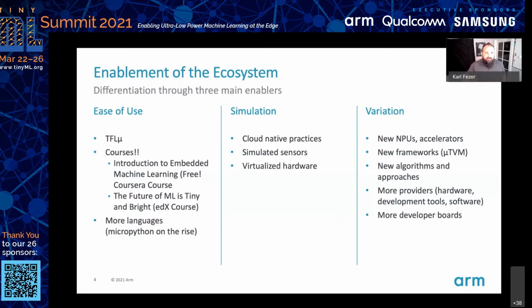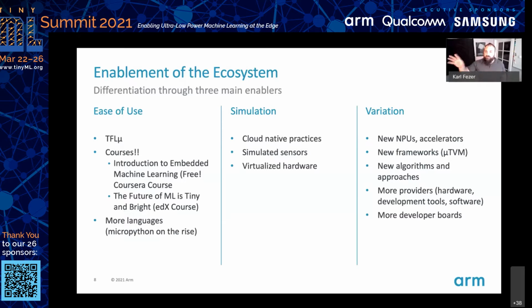Let's see. Skip that, sorry. Simulation. I will get into this more later, but this is effectively cloud native practices that are moving to the edge, just like machine learning has in the past.